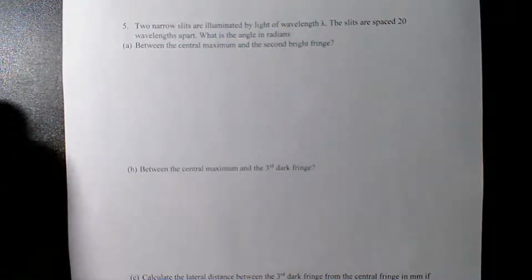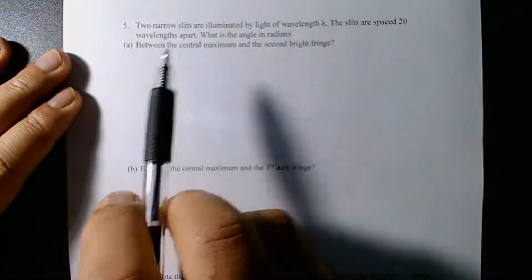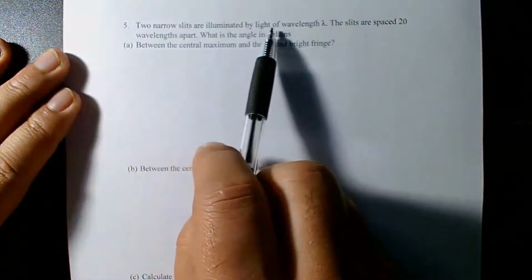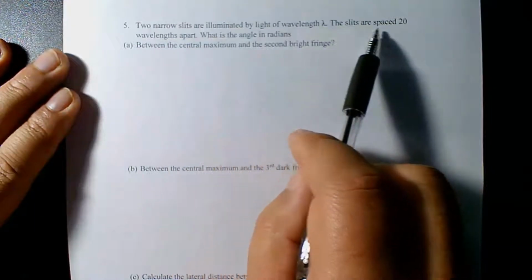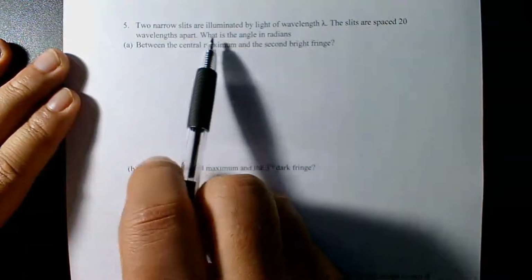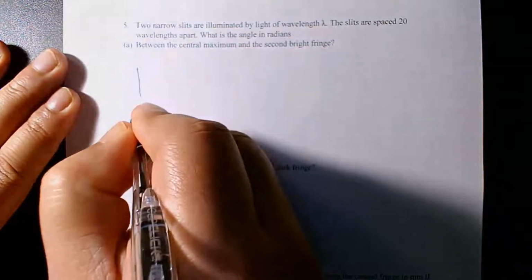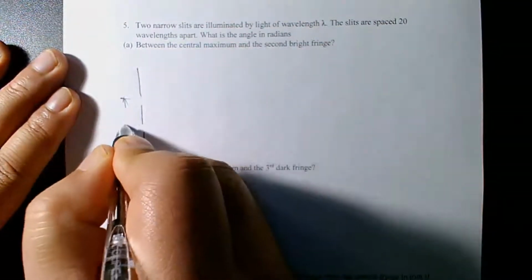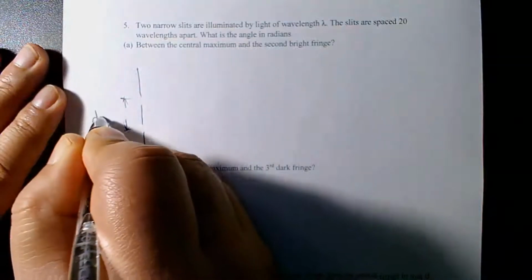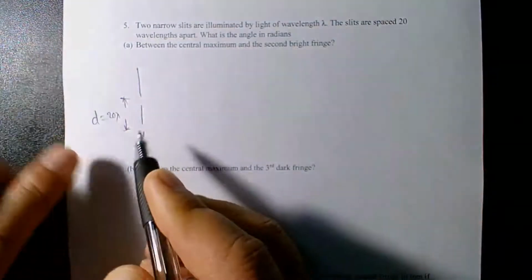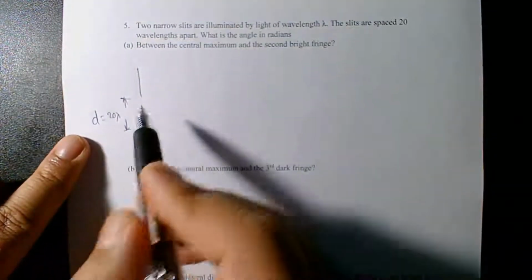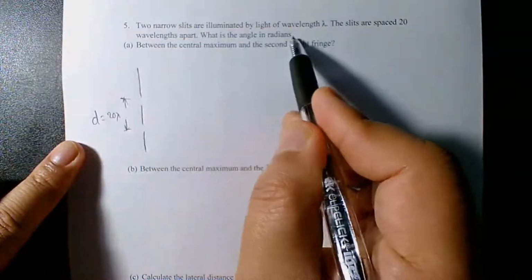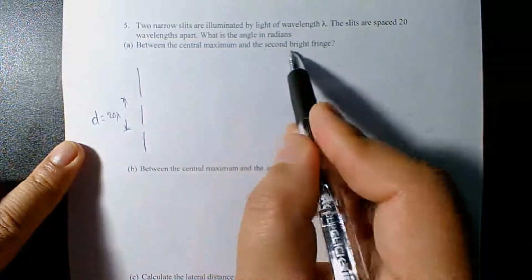So here's the next question. It says two narrow slits, that means a double slit, are illuminated by light with wavelength lambda. The slits are spaced 20 wavelengths apart, right? That means you have a double slit with two narrow slits, and this separation we call d, and it says d is 20 lambda. It gives you the slit separation in terms of lambda. What is the angle in radians between the central maxima and the second bright fringe?